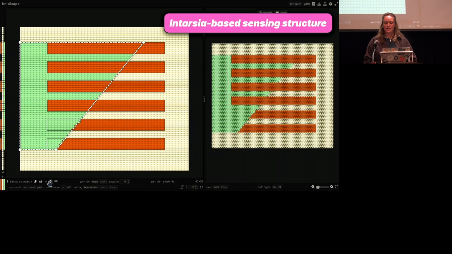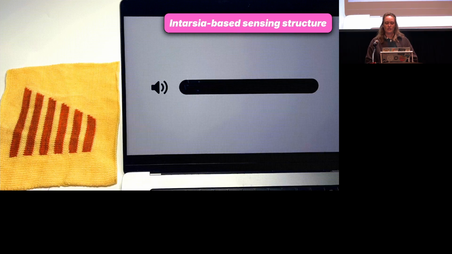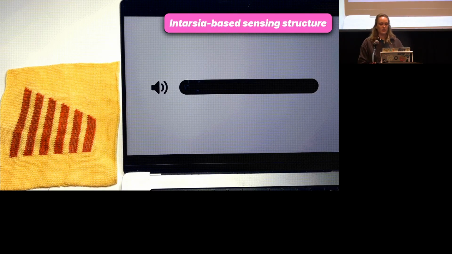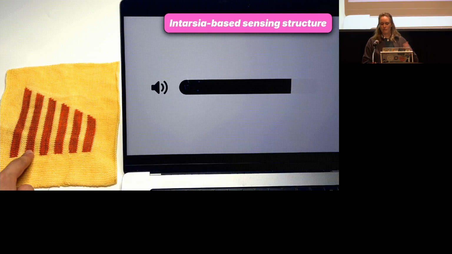And then using the same technique, we can start to design more complex intarsia patterns, which you can see me doing here. And this is a pattern for an intarsia-based sensing structure. So here, when we knit the orange areas with conductive yarn, we can create a capacitive sensing touchpad and use that for volume control.